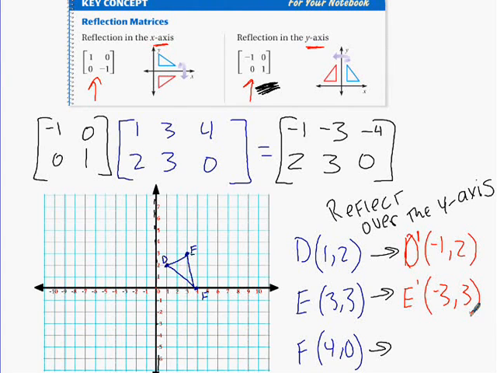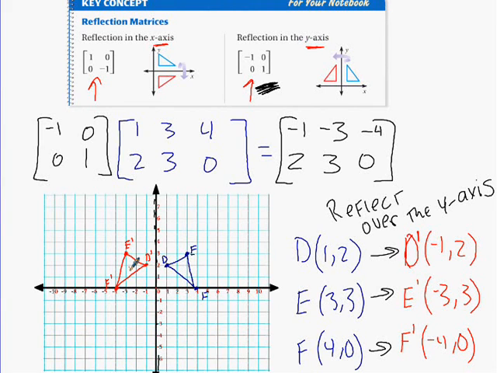-4, 0. So let's plot these points. We got D prime is -1, 2, that's D prime. We have E prime is -3, 3, which is up here. It's E prime, and we get -4, 0 ends up being F prime. And does it look like a reflection? Like I open the book here on a page of a book? It looks like it, and matrices work as well.